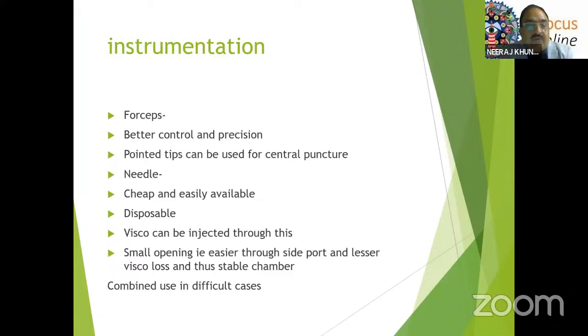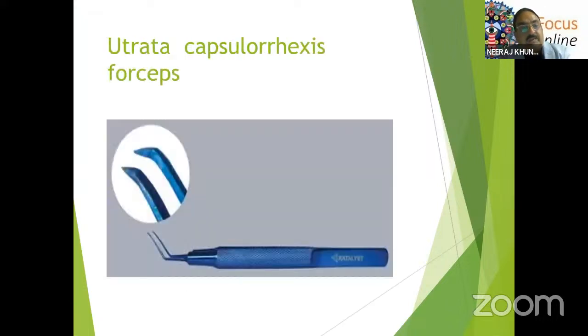Instrumentation, we can use either the forceps or we can use the cystitome. Forceps give us better control and precision. Pointed tips can be used for central puncture. Needle is cheap and easily available, disposable. Visco can also be injected through this if needed. Small opening, it is easier through side port and lesser visco loss occurs. Thus, we have a stable chamber. Combined use can be done in difficult cases. This is the Utrata forceps that we are talking about. Nowadays, we have micro forceps also.